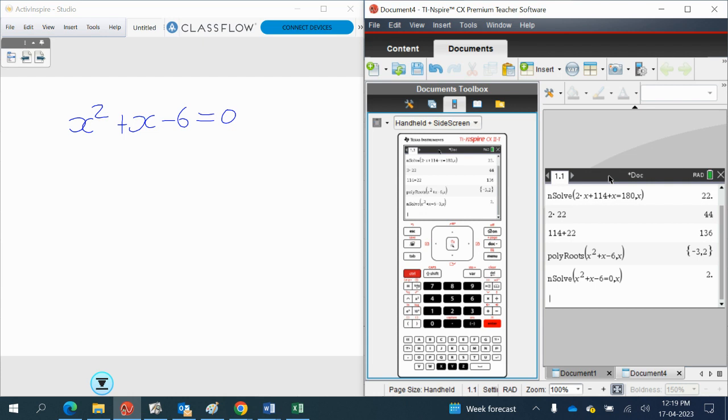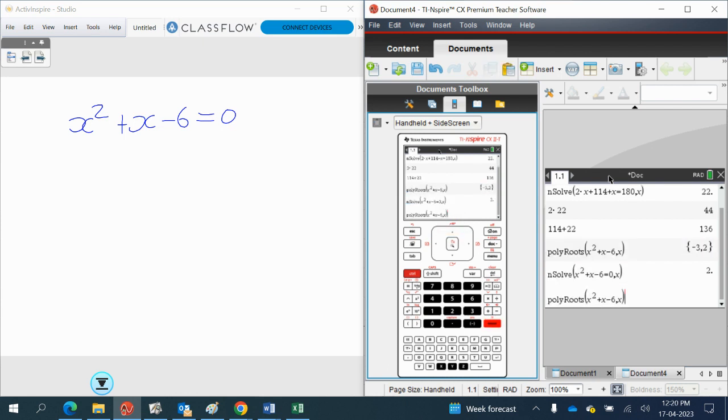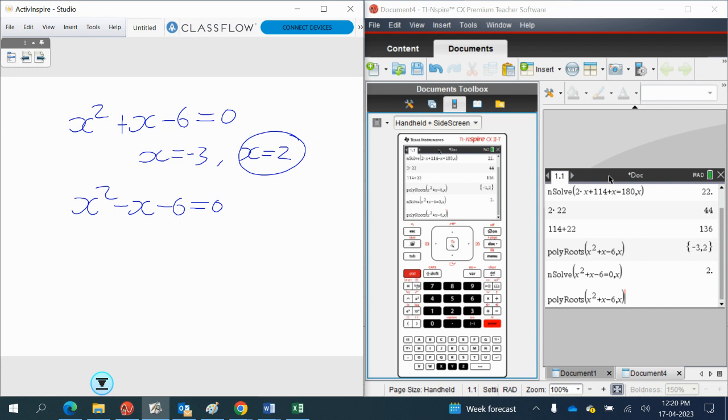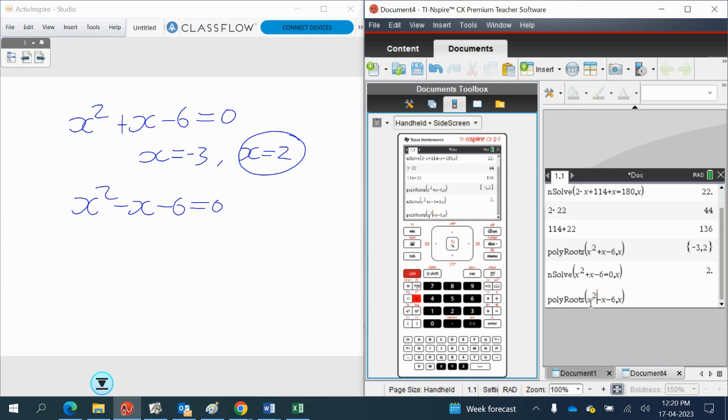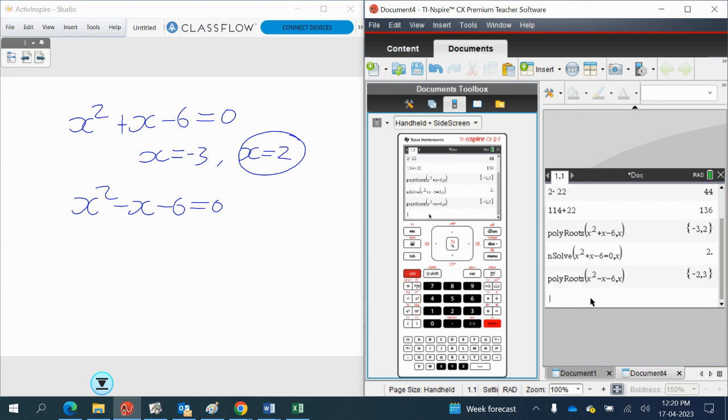So let's say, for instance, we take that one, and we take this equation. So this one, we get x is equal to minus 3 and x is equal to 2. And nSolve only gives you that one. I take the same equation, just change it a little bit like this. Do that with the polynomial root solver. Change that to a minus. We lost our square. Notice that the answers now are x equals minus 2, x equals 3.